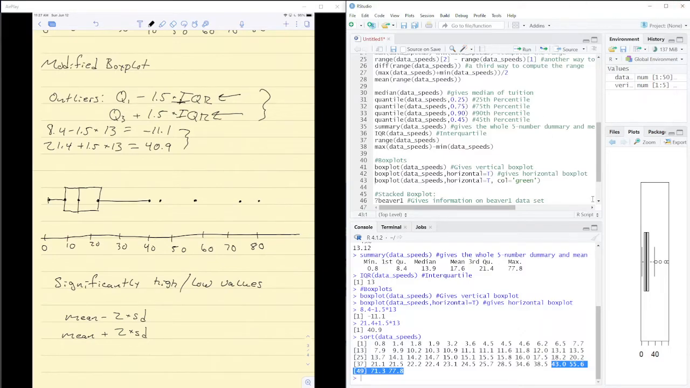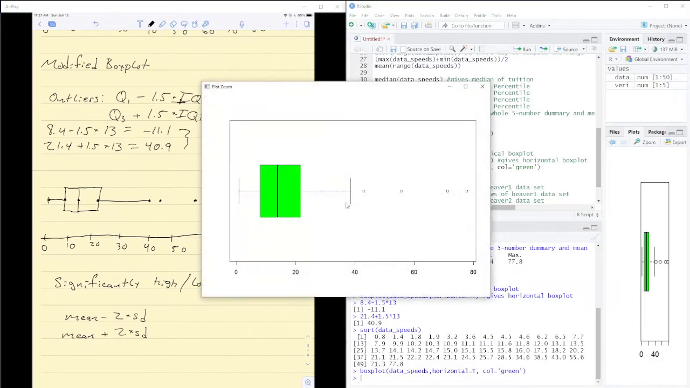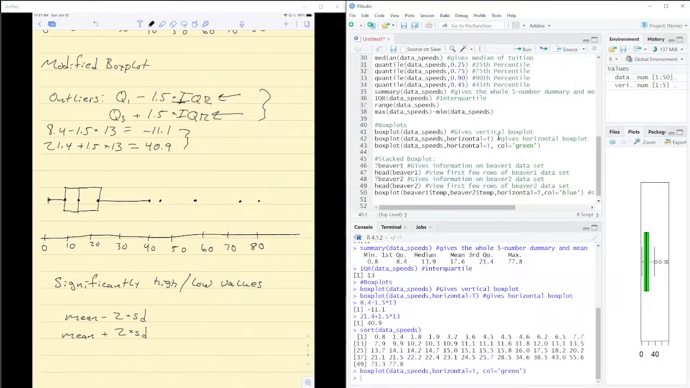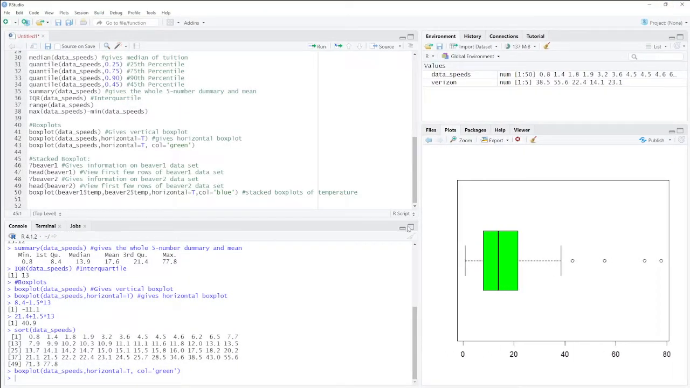Okay. We could add a color to the box plot if you wanted to. Color is green, just to add a little detail. You could also make stacked box plots. So I'm going to go ahead and enlarge this now. We're done for now with the written notes, so I'll enlarge this. I'll clear this too.